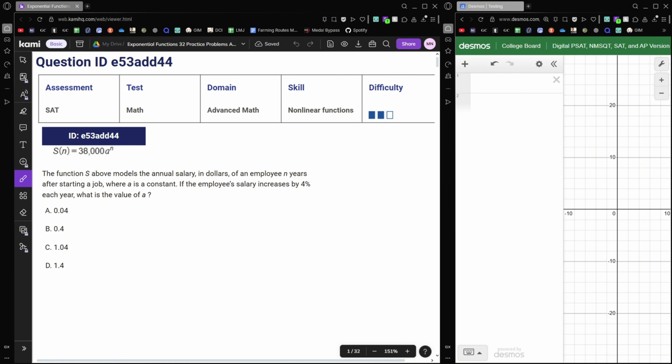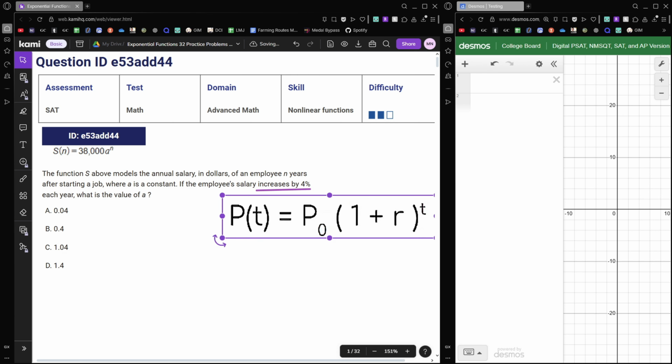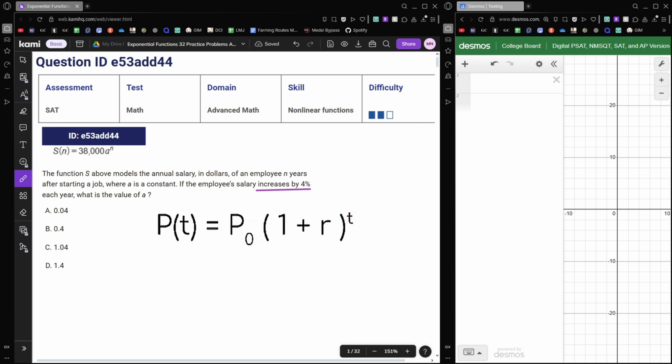The function S above models the annual salary in dollars of an employee n years after starting a job, where A is a constant. If the employee's salary increases by 4% each year, what is the value of A? So here it says the employee's salary increases by 4%, so we know it will be an exponential growth problem. Here's the formula for exponential growth, and you'll see that A is going to be equal to 1 plus R. Now you might be asking what the R value is, and that's going to be 4%. So the value of A will be equal to 1 plus 4%.